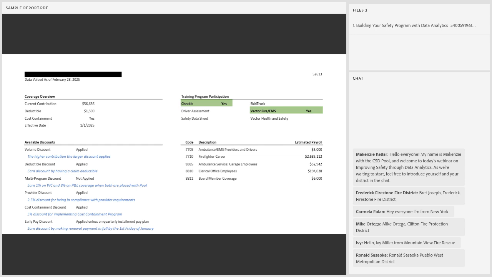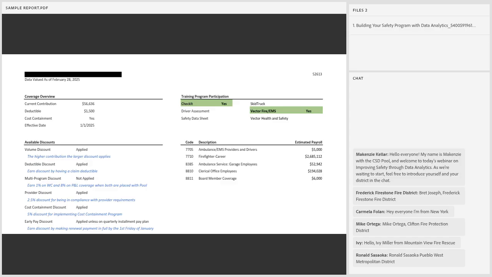Here it gives you a quick overview of your workers' comp coverage. You will see your annual contribution, whether you have a deductible, if you are cost containment certified, and the effective date of your policy. And just below that, there is a table showing discounts. In this example, the member does not receive a multi-program discount because they only have workers' comp coverage with the pool, and they do not receive a direct discount because they're working through a broker. So you don't get a direct discount if you have a broker.